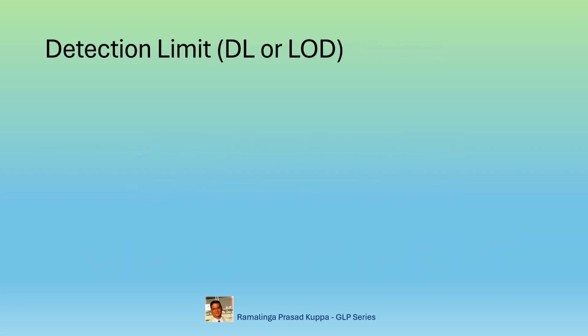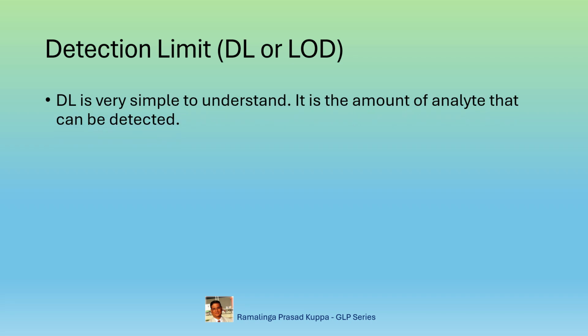Detection limit, DL or LOD. LOD means limit of detection. DL is very simple to understand. It is the amount of analyte that can be detected. A practical live example will help you to understand this aspect. The smallest particulate matter that the human eye can detect is around 100 microns. This is called the detection limit of the eye.